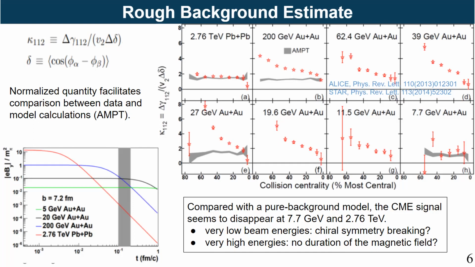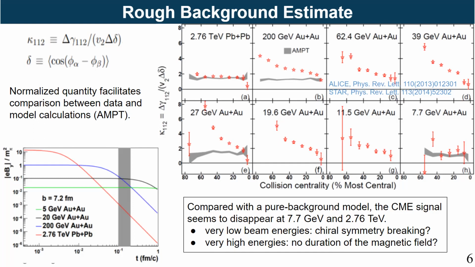At very low energy, it's easier to understand. People can argue that chiral symmetry is broken at very low energy. Then you don't have μ5, you don't have CME. However, at LHC, they should have chiral symmetry restoration. So the argument is the magnetic field may disappear so fast at very high energy.